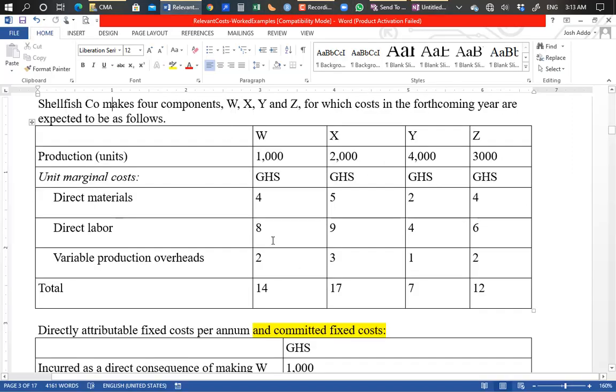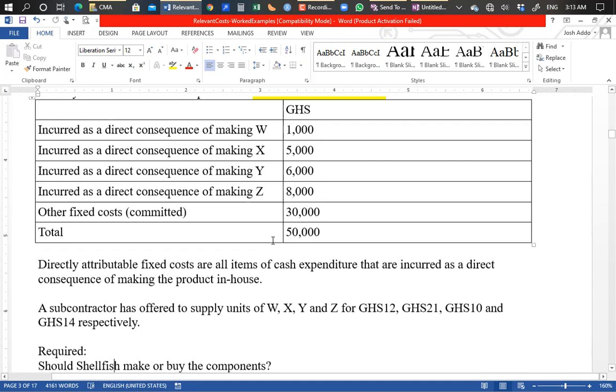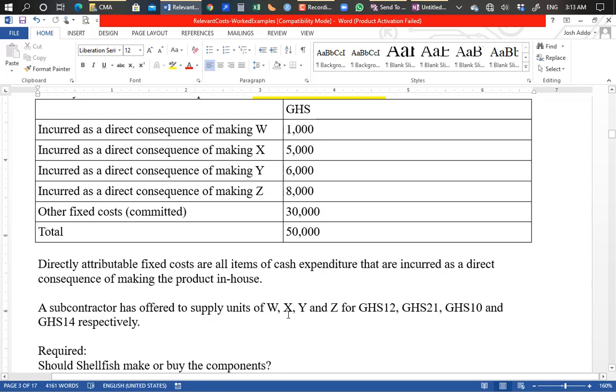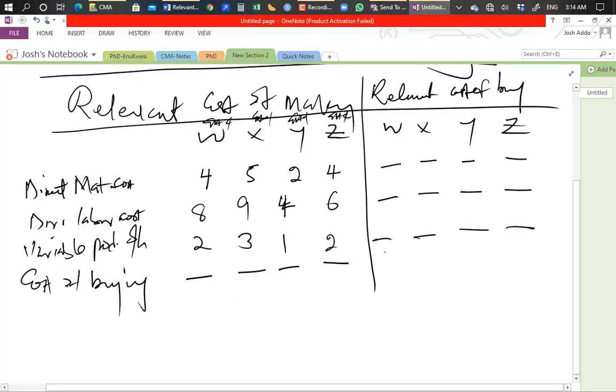But what's the cost of buying for each of the products? Let's go back to the question. At the bottom, we have that information. A subcontractor has offered to supply units of W, X, Y, and Z at 12, 21, 10, and 14 respectively. So when we buy, that cost becomes relevant for the decision to buy, and it is 12, 21, 10, and 14 respectively for W, X, Y, and Z.